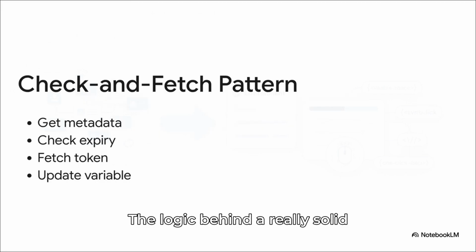The logic behind a really solid pre-request script essentially follows a check and fetch pattern. The script quickly retrieves your current token's metadata, calculates whether or not it has expired, and if it has, it conditionally fetches a brand new token via your authentication API. Finally, it just updates the variable. This logic guarantees completely seamless authentication for every subsequent request in your collection. It entirely removes the token bottleneck, which is going to save you a massive amount of manual effort over time.